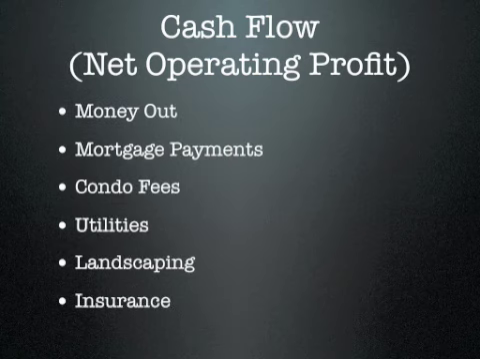Money out items, unfortunately, in the expense column of the equation, there can be very, very many things. And these are just a couple of the items that I have here. You have your mortgage payments, your condo fees, your utilities, your hydro, your gas, your water, your property taxes, landscaping, light bulbs, insurance, and on and on and on the list goes.